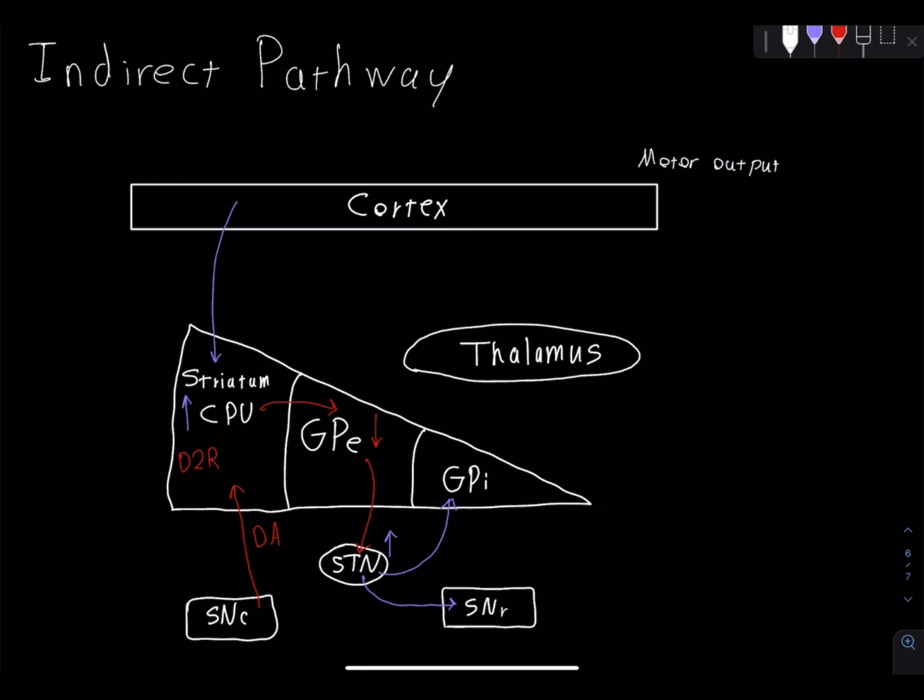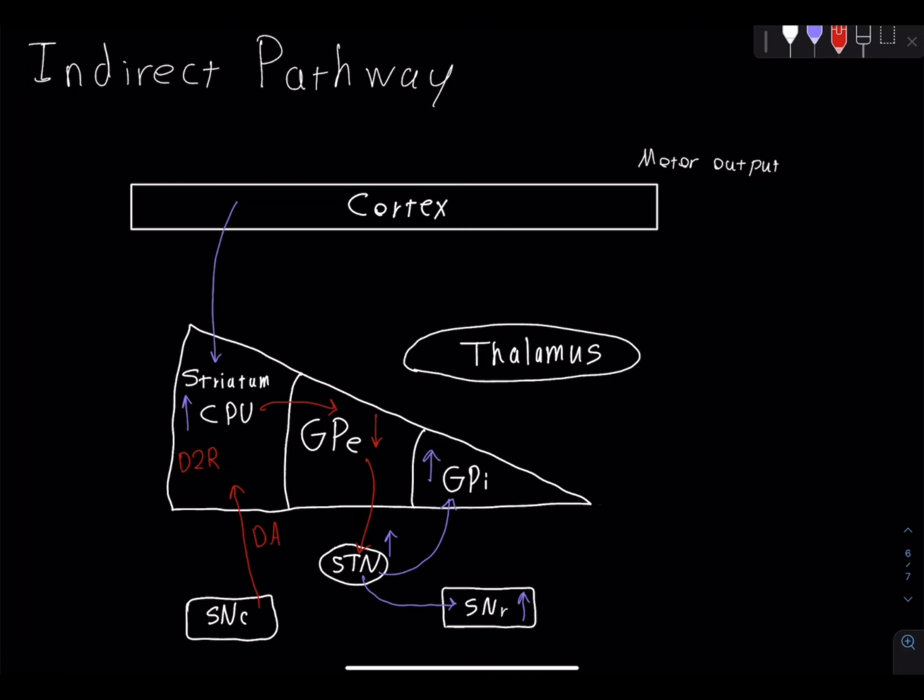Now these two nuclei, since we're exciting this subthalamic nucleus, it's going to send more excitatory output to the substantia nigra pars reticulata and the internal globus pallidus. So these two nuclei are going to have increased activity.